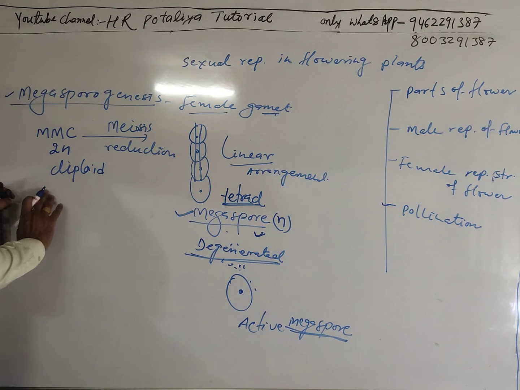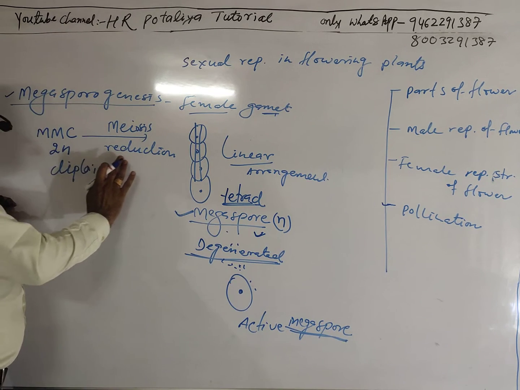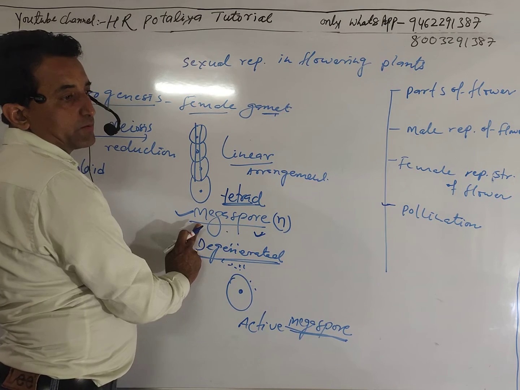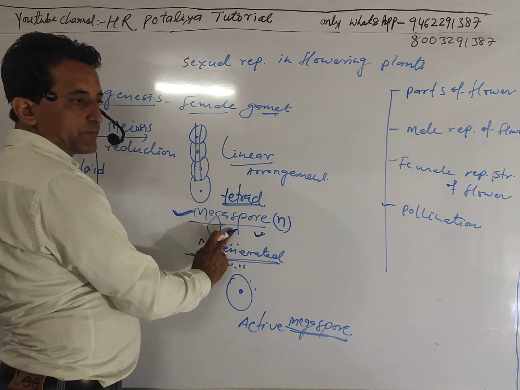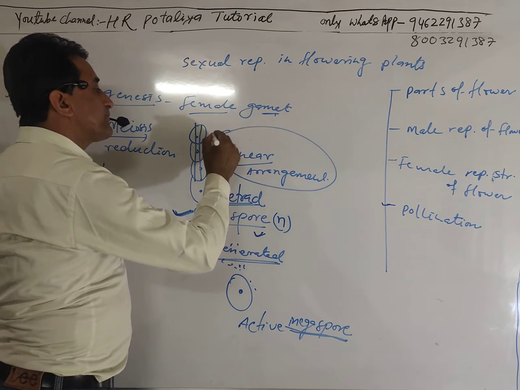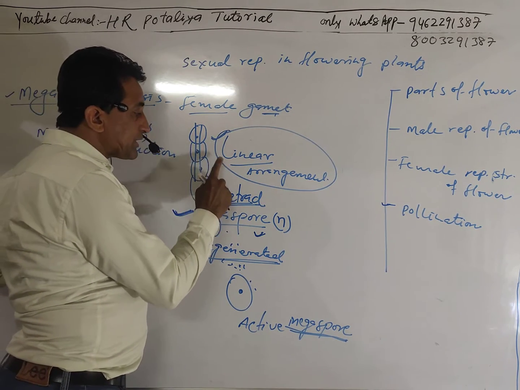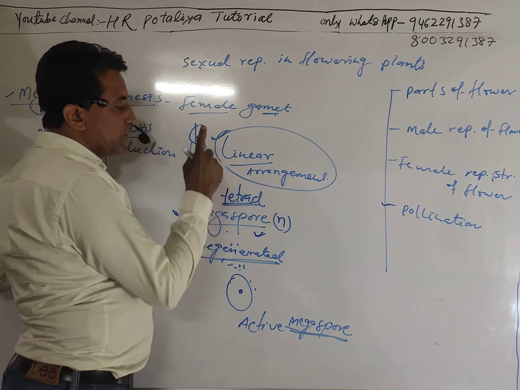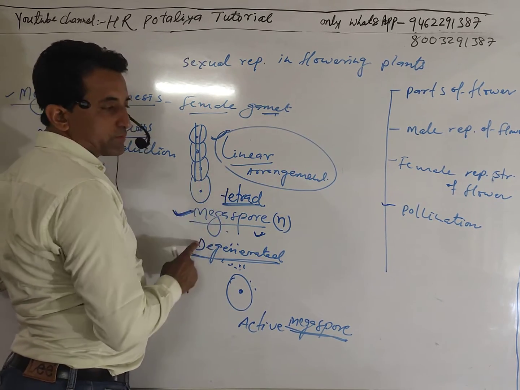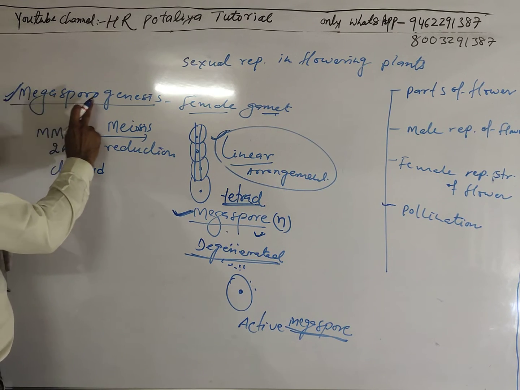So, in the megasporogenesis process, in the female gametophyte development stage, the megaspore mother cell divides by meiosis into 4 daughter cells, known as megaspores, which are haploid. Their number is 4, that's why tetrad, and they are arranged in a linear form. Out of 4, 3 degenerate and 1 is in the active form. That whole process is known as megasporogenesis.